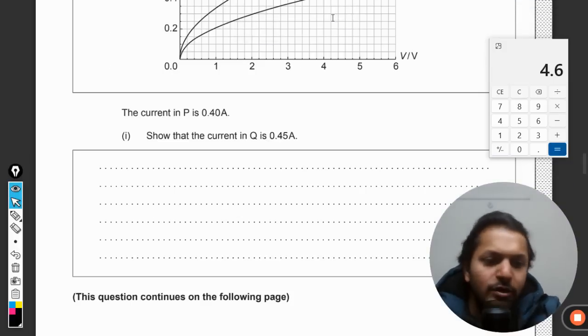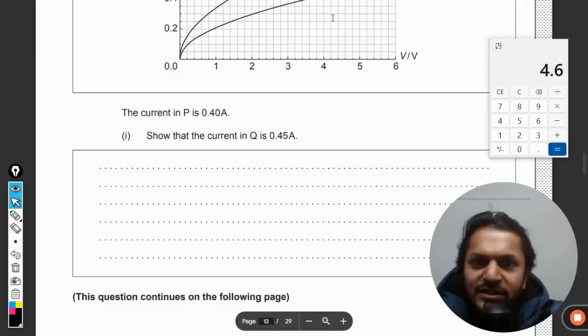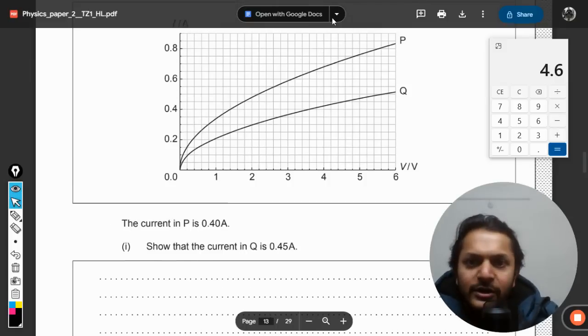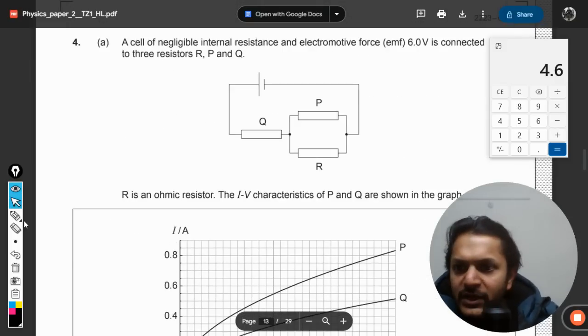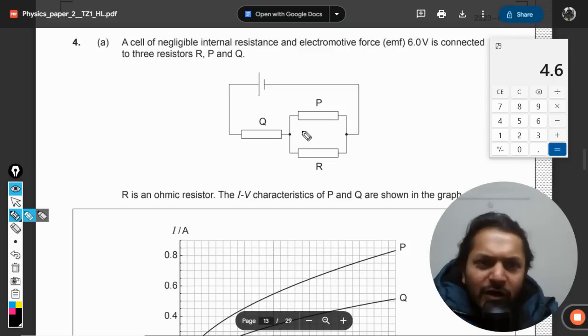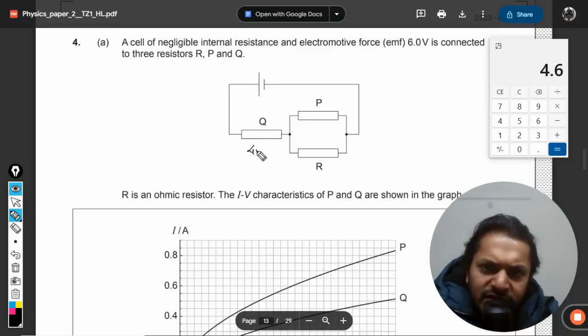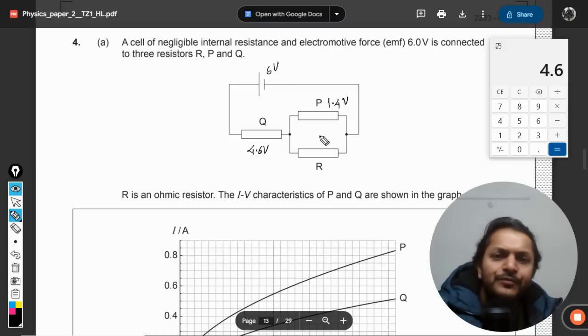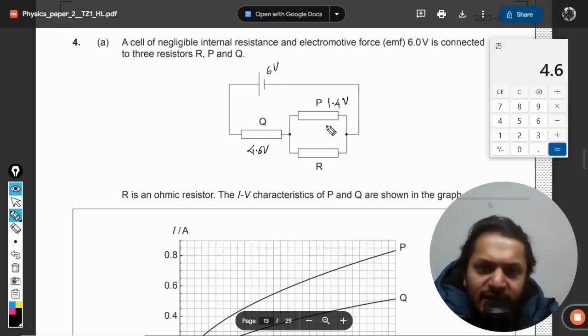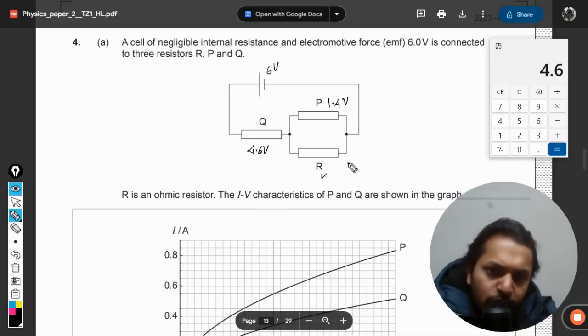So let's go for question number 2 now. Calculate the resistance capital R. So we have now created new data for ourselves. Like the voltage difference here is 4.6 volt, and the total was 6 volt. So it was 1.4 volt. Yes. So we want to find the resistance of R. So the voltage across R will be 1.4.